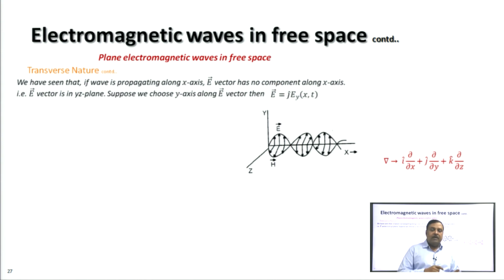So, how will we write E vector? E vector will be j cap E y. E y means E vector has only y component, which is a function of x and t. Y component is along unit vector j cap. Okay. So, electric field is expressed by j cap E y.